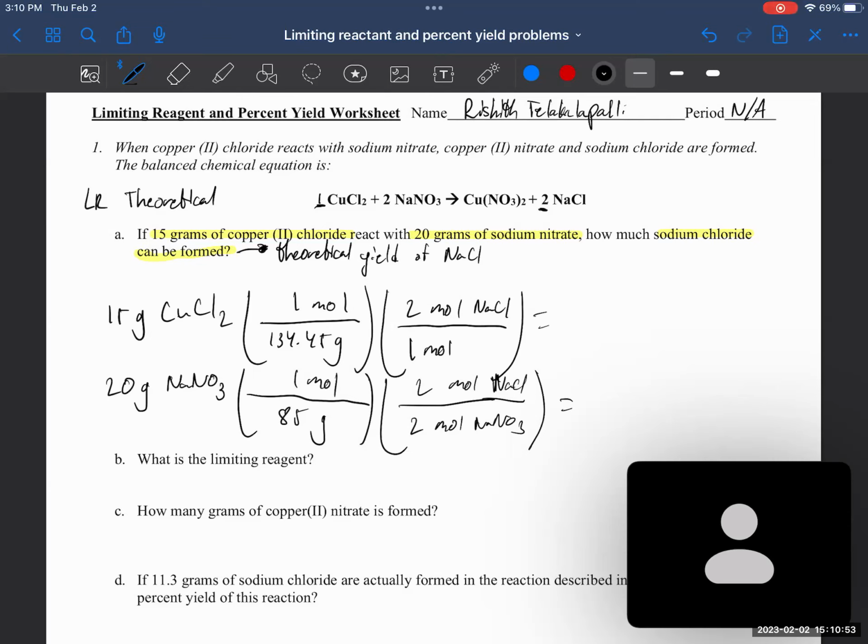All right, so if we do 15 divided by 134.45 times 2, we'll get 0.223 moles of NaCl. And then we'll get 20 divided by 85. And then 2 over 2 is 1 over 1, so this is 0.235.